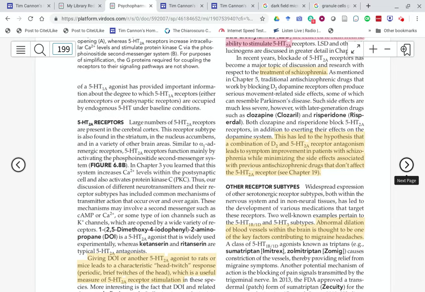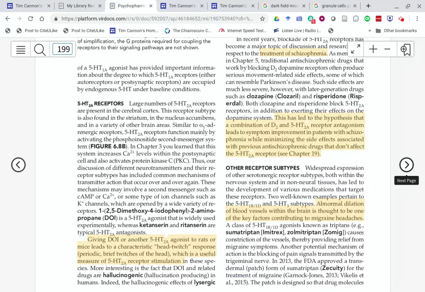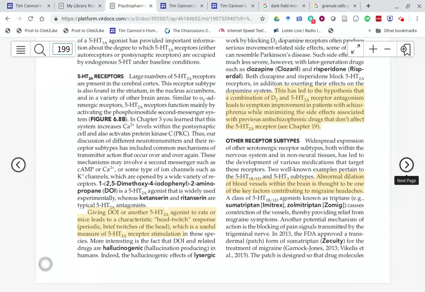And now we're getting to 5-HT2As: cerebral cortex, striatum, accumbens. And when you think of nucleus accumbens, you should also think of the VTA, ventral tegmental area, and those are areas involved in reward and addiction. And there's lots of drugs.